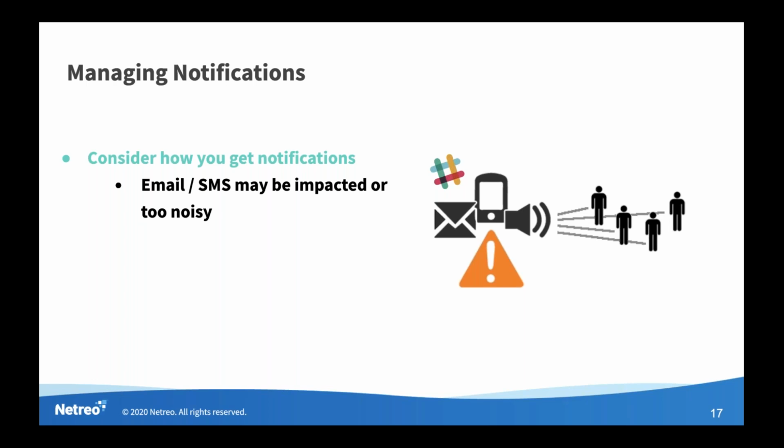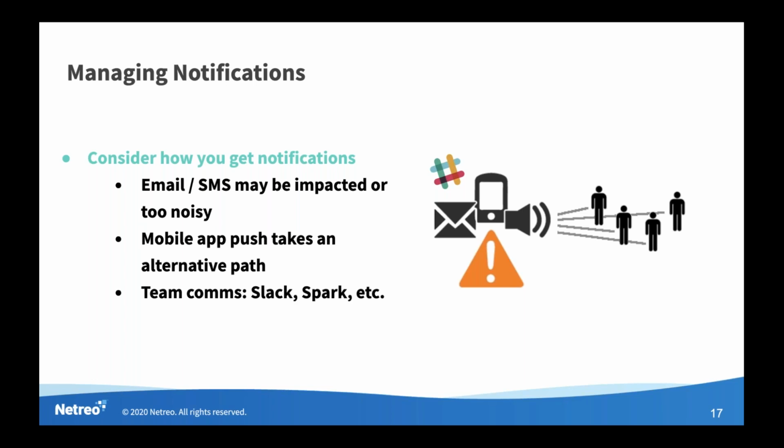For example, if you're using our mobile application, you can use mobile application push, which takes a path entirely separate from email and can even be initiated from the cloud so that the state of the internal networks doesn't affect it. I also strongly recommend using API integrations with team communication platforms, things like Slack or Spark or Teams, because they allow you to communicate to multiple members of the team simultaneously. So everybody stays on the same page and they know what's being done, when, and by whom. And after the fact, I've got a record or a log of everything that was sent and who sent it.